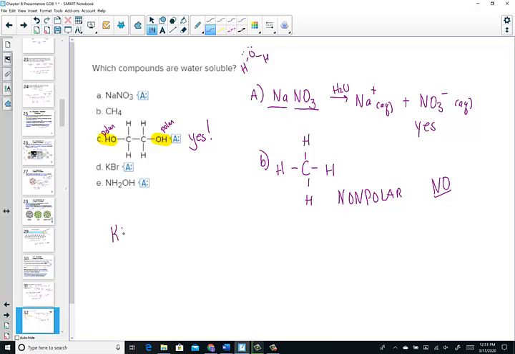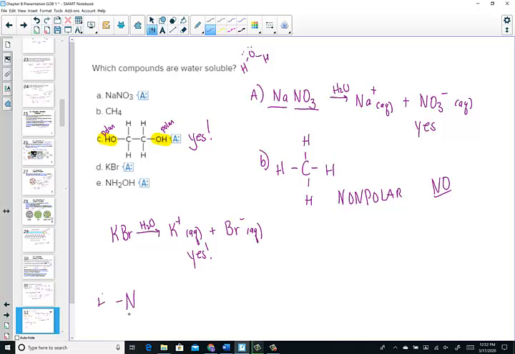KBr, potassium bromide, an aqueous salt. So when it is placed into water, an aqueous ion of potassium and an aqueous ion of bromide form. Those are charged ions. So yes, a solution will form.